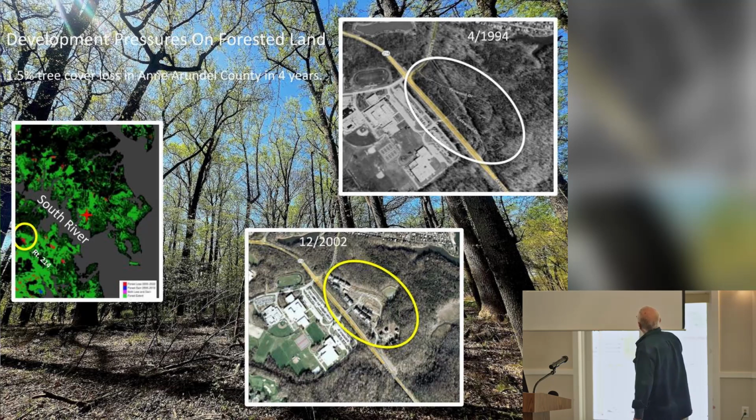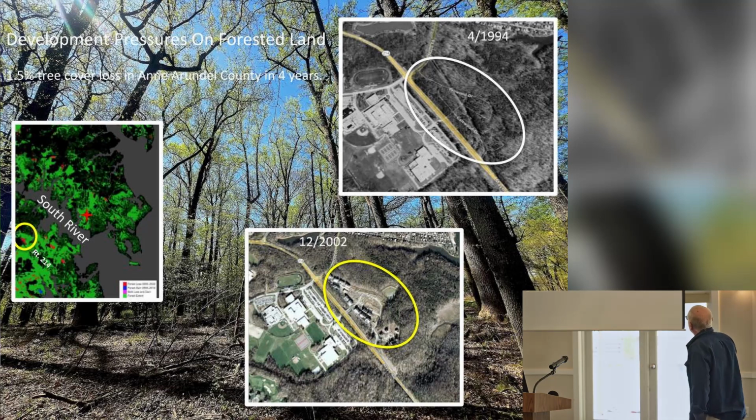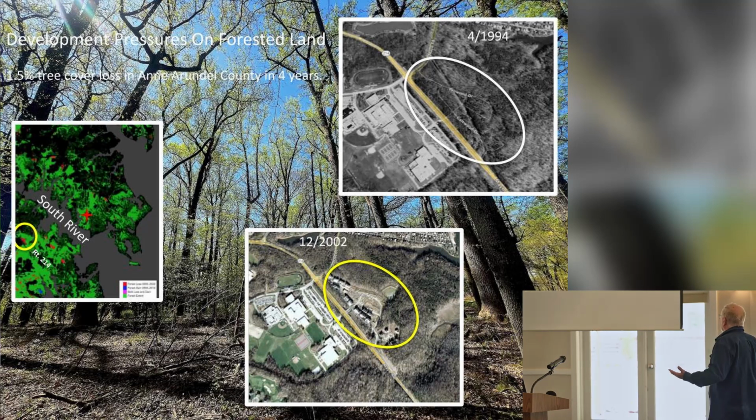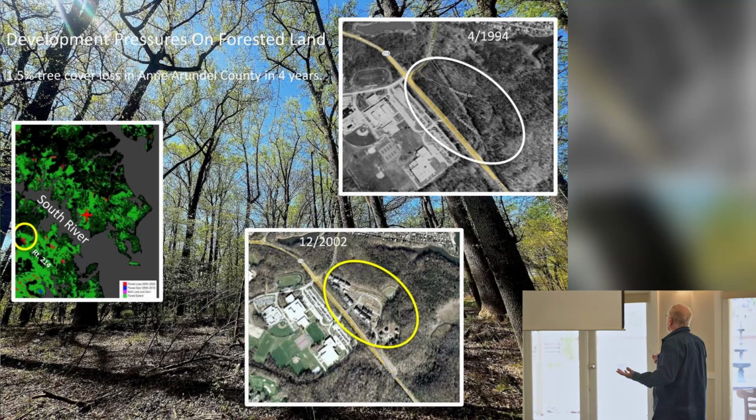And then I looked at historical satellite data. Here's a picture in 1994. This area was forested. It had a few roads going through. And then in 2002, it had been cleared, and they put houses in. Now, everybody should have a place to live, and I understand that these houses were of value to the people who bought them, lived there, and enjoyed living there.